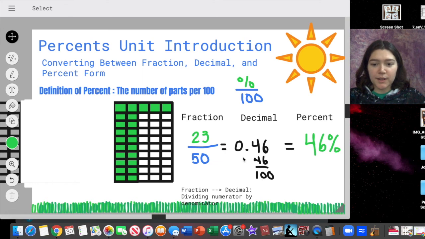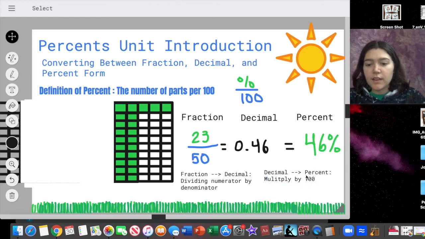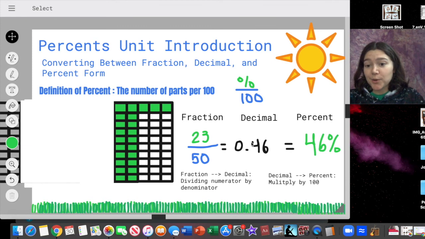Okay, so let me type that up. To go from a decimal to a percent, we multiply by 100. Conversely, if you want to go from a percent to a decimal, you would divide by 100.